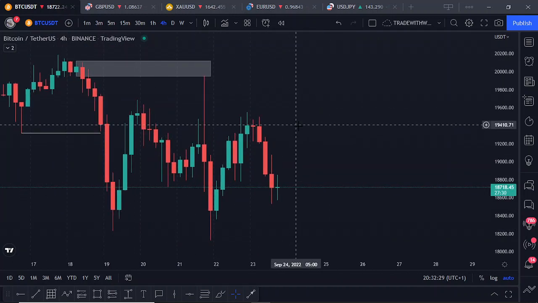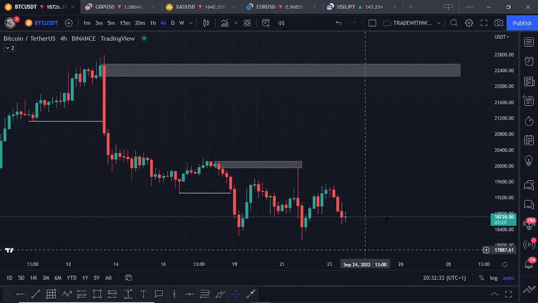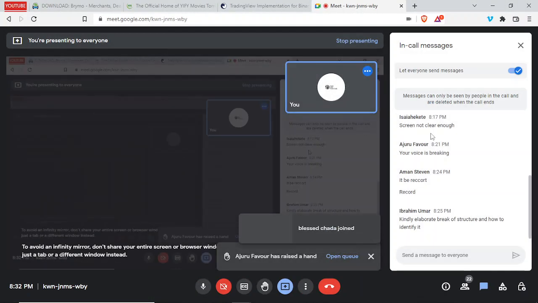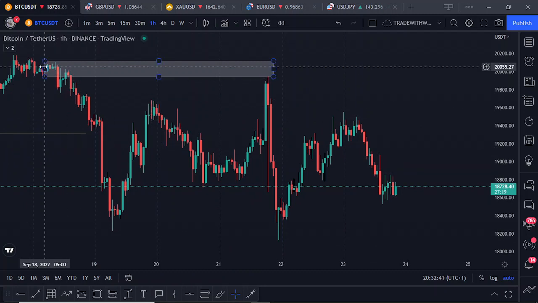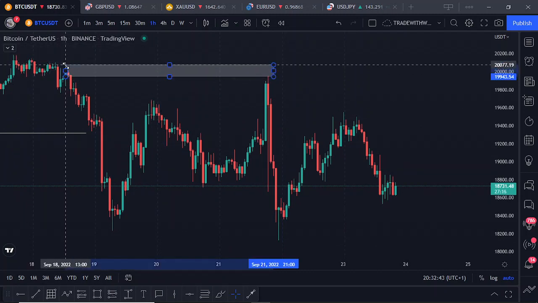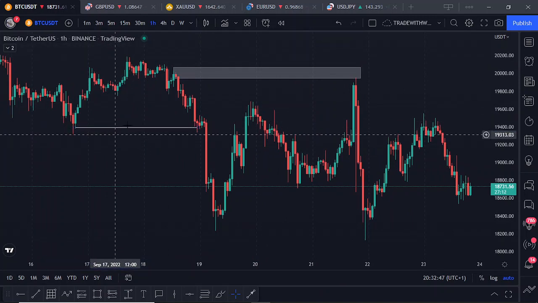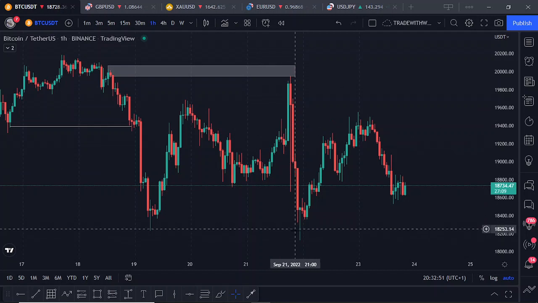And what's the next thing we want to do right now? You can see it's not so clear again. We can move to the last time frame, which is the 1 hour time frame. That's the last time frame I always use for my analysis and identifying the zones. You can see it touched it and dropped nicely.